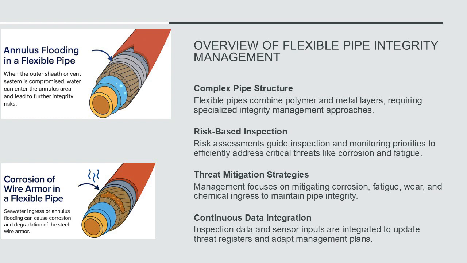Flexible pipe integrity management is a structured, lifecycle approach designed to ensure that flexible pipes operate safely and reliably throughout their service life. These pipes are complex, multi-layered structures combining polymer and metallic components, which makes their integrity management challenging. The process involves aligning design considerations, operational practices, inspection routines, and monitoring strategies to mitigate risks.